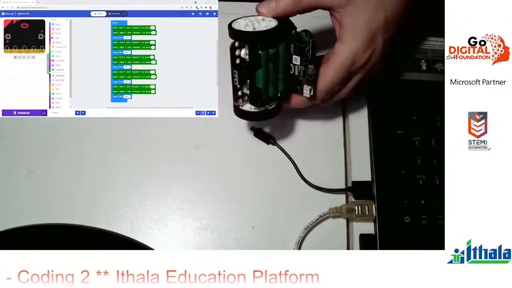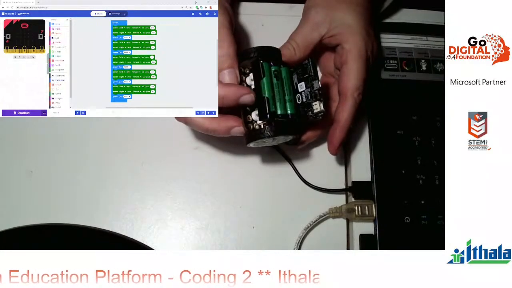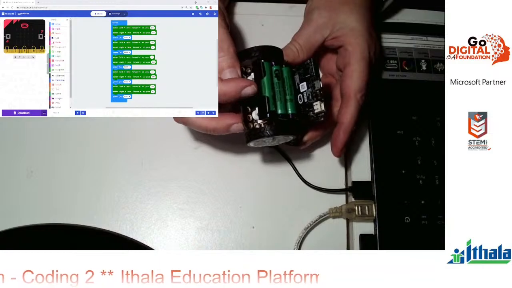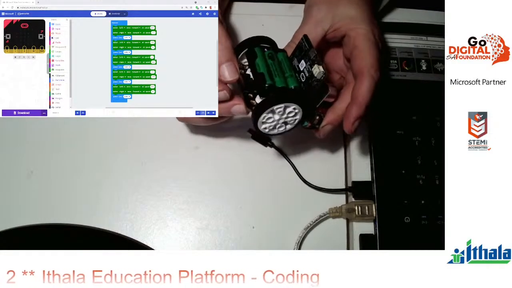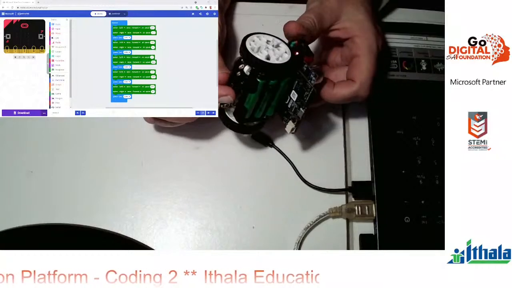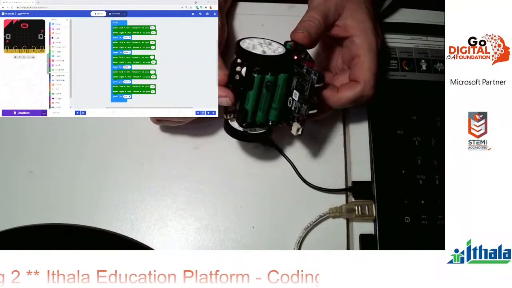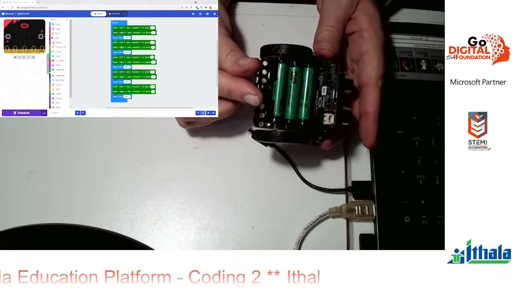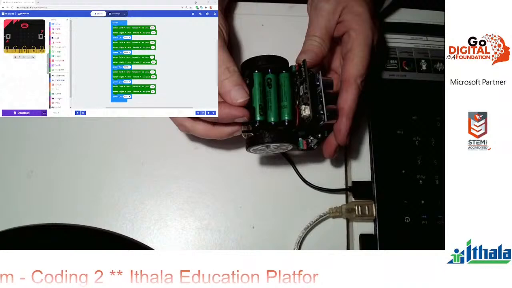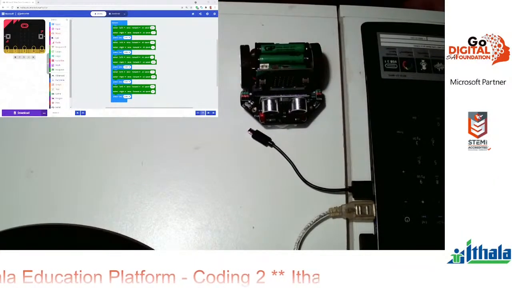There's a power switch in the back that connects the power from the batteries to the robot and the microbit. If I turn the switch on, you'll see that the wheels turn. And you can see that they stop and start according to the program. Okay, so let's put this on a larger space so that it can move around.